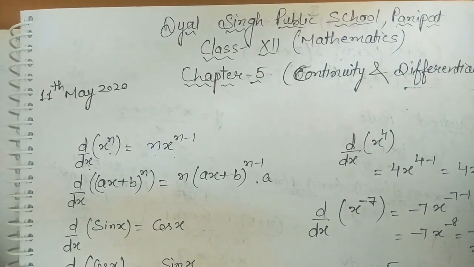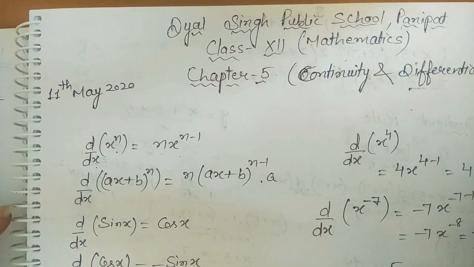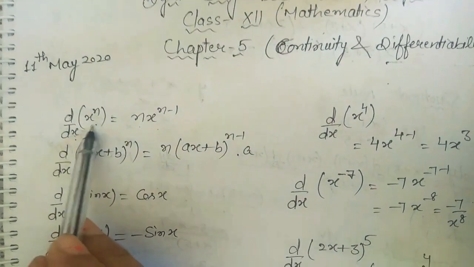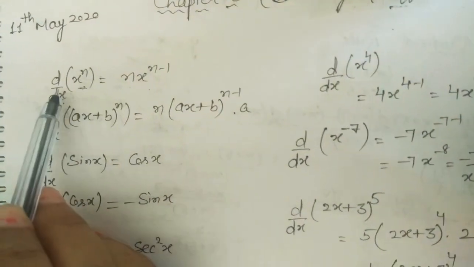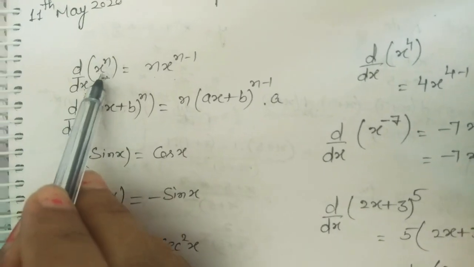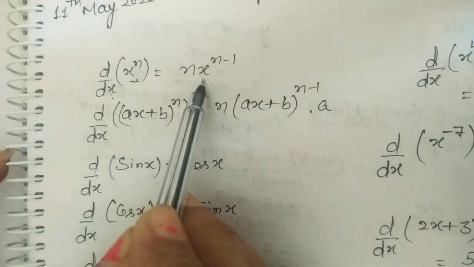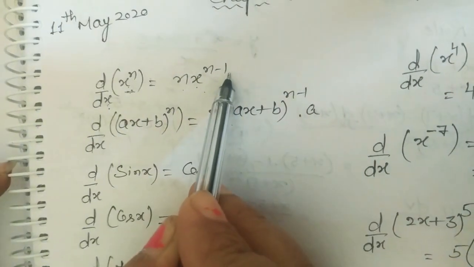Hello everyone. Today we will discuss the differentiation of some functions. Suppose x raised to power n. The derivative of x raised to power n with respect to x is n x raised to power n minus 1.